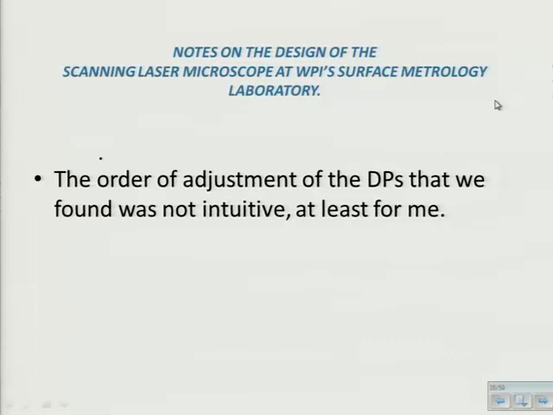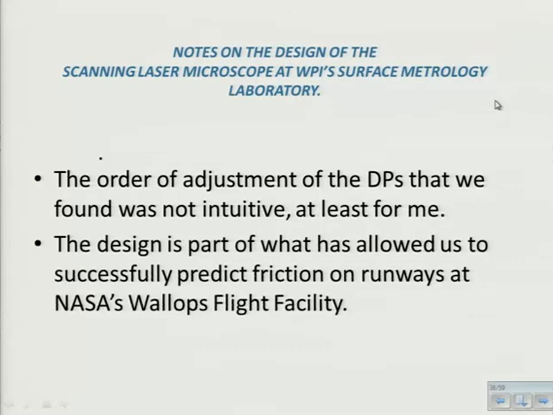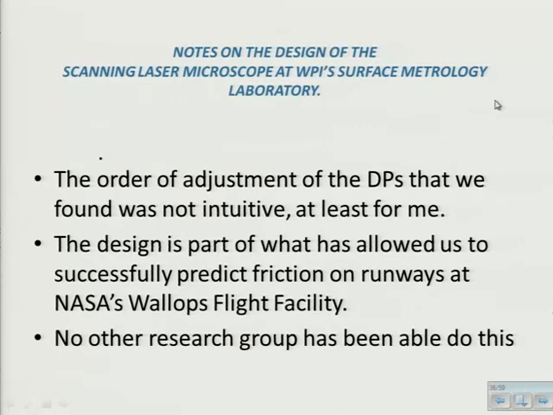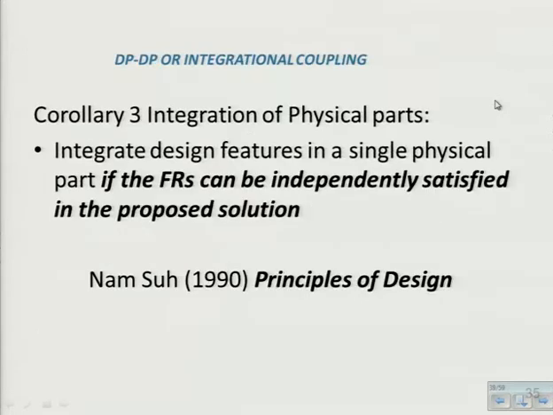Just a few notes here. The order of adjustment of the DPs that we found was not intuitive for me, and so this was an important exercise to get that order of adjustment so that we could adjust this system without iterating. The design is part of what allowed us to do this and successfully predict friction on runways. And as far as I know, there's no other research group that has been able to predict tire pavement friction based on measurements of the texture.